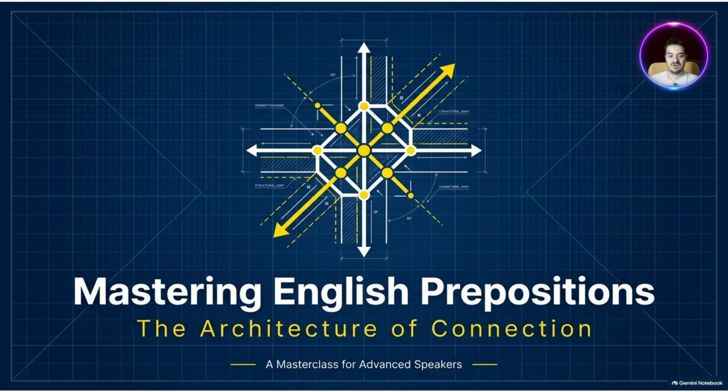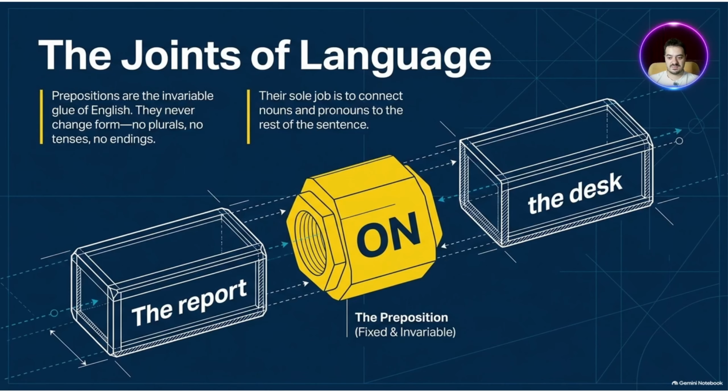All right, so as you can see here, we have Mastering English Prepositions, the Architecture of Connection. Now let's get to the next slide that we have, and let's first introduce prepositions and what they do and what they are. To show direction, sometimes we use them to refer to time and space, of course. They are necessary because they help us connect the words in the sentence.